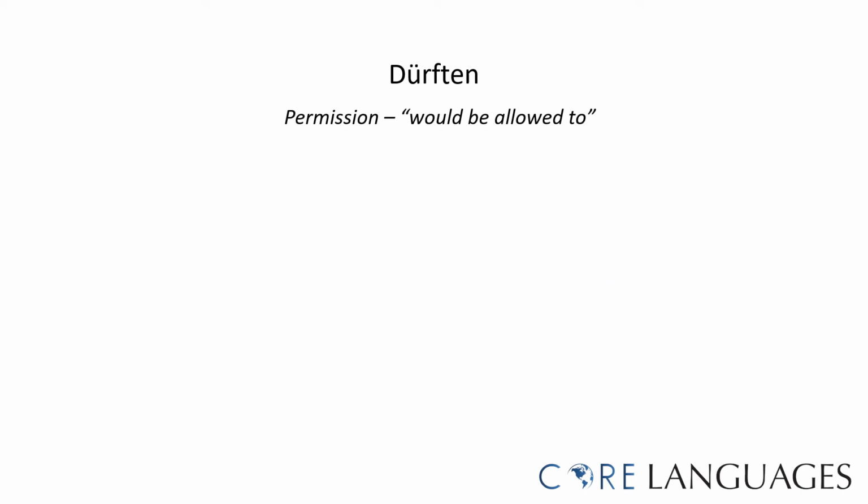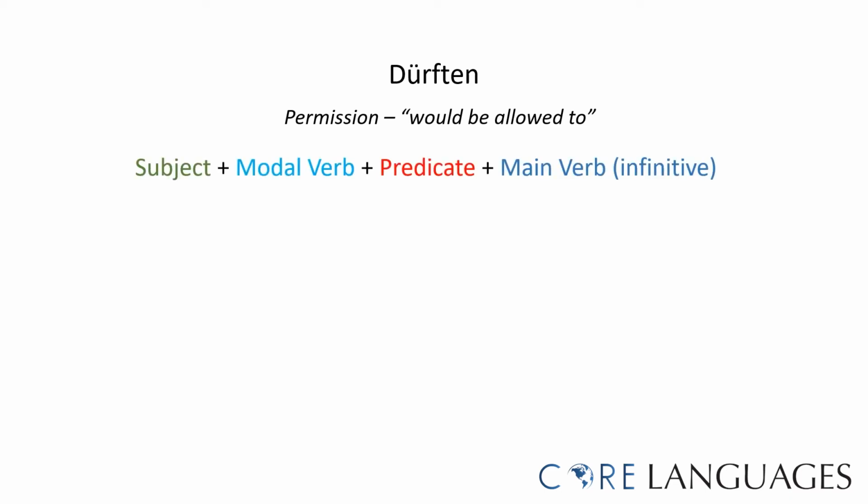The modal verb dürfen, to be allowed to, in the general subjunctive or Konjunktiv 2 becomes dürften, would be allowed to, and it is used to express permission. Remember the word order when using a modal verb. First the subject, then the modal verb, and in this case conjugated in the Konjunktiv 2, then the predicate, and then the main verb in the infinitive at the end of the sentence. Zum Beispiel, er dürfte fernsehen. He would be allowed to watch TV.